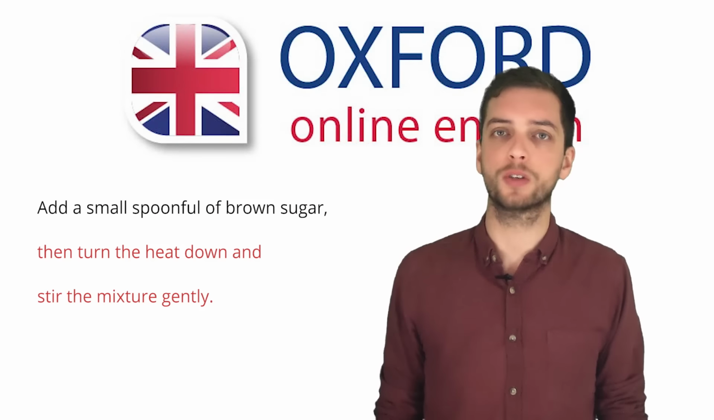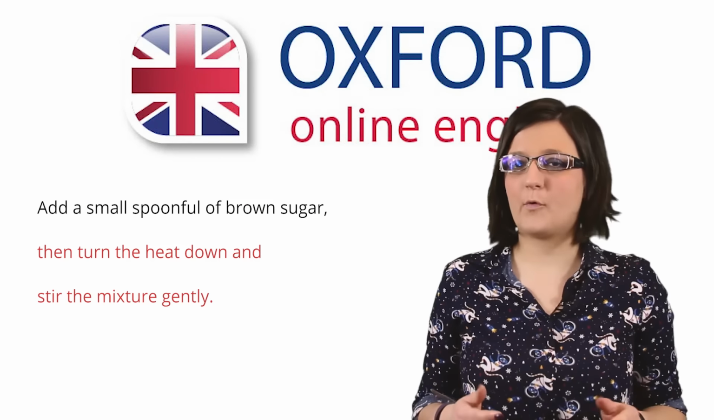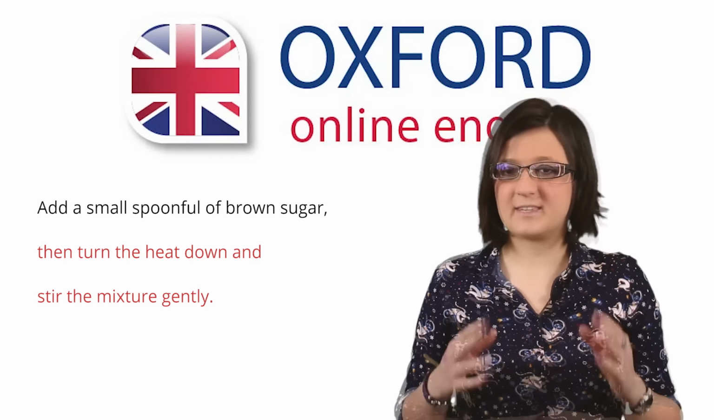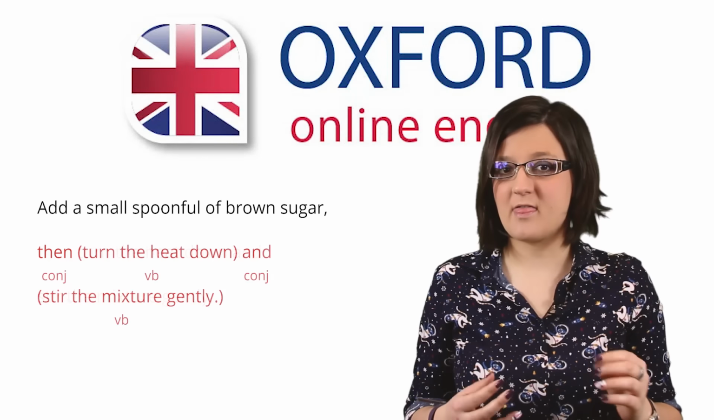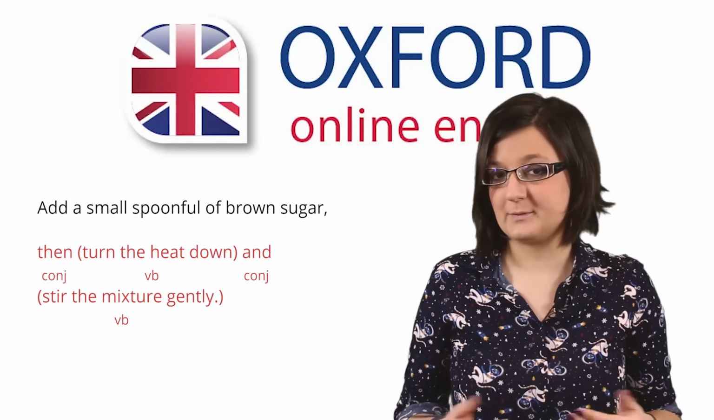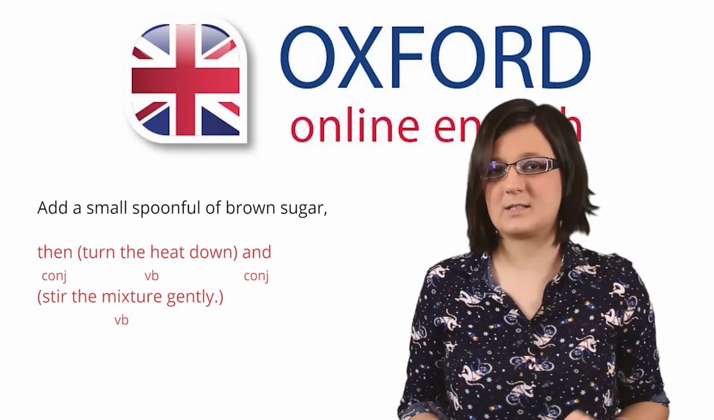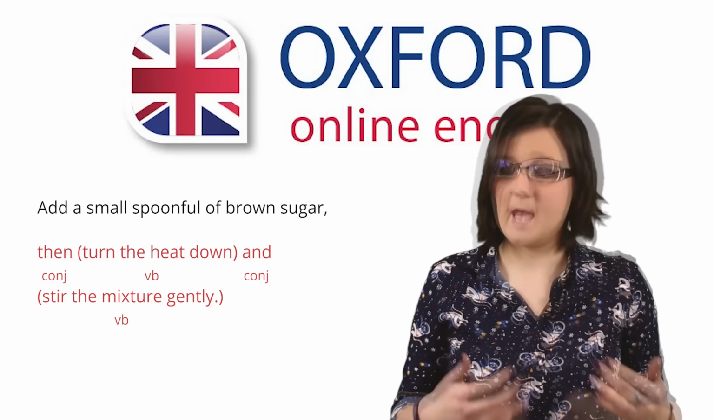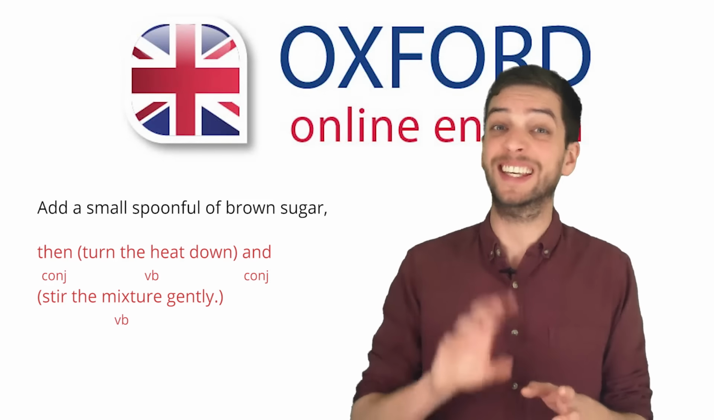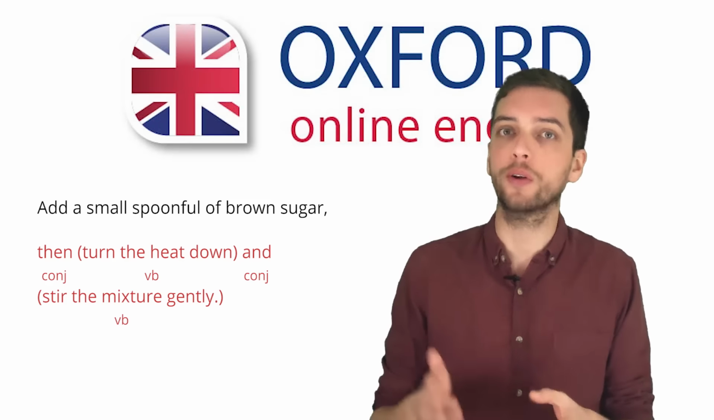What about the second part of the sentence? How do you analyze the parts of speech? As you saw before, there isn't one right answer. But here's a suggestion. The sentence contains a conjunction then, and then 2 verb phrases linked with the conjunction and. This makes sense because the sentence is telling you to do 2 things: turn the heat down and stir the mixture gently. So it makes sense to see turn the heat down as one part of speech, because it's telling you to do one thing.